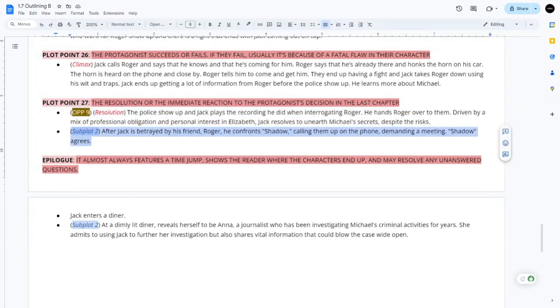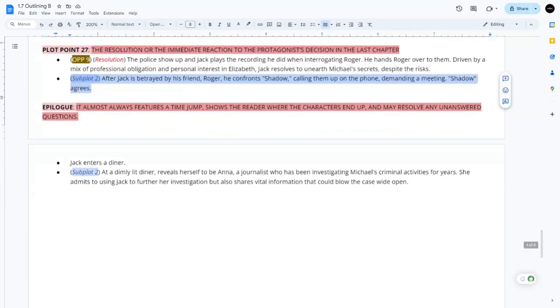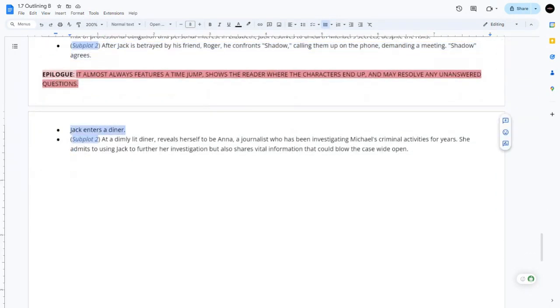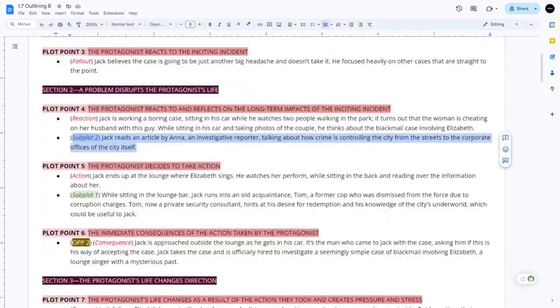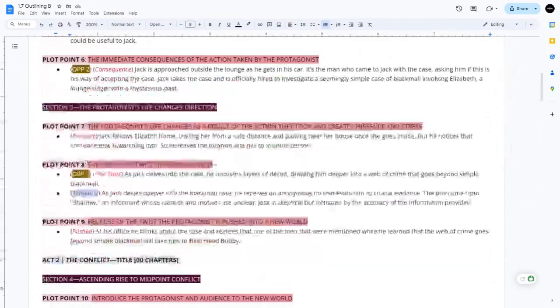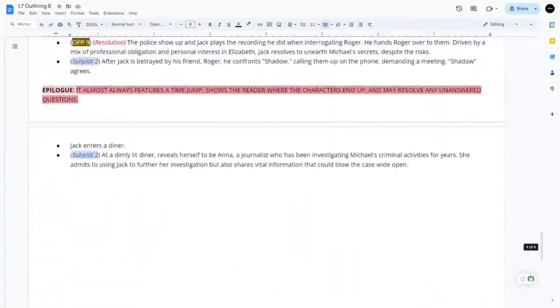And also, after Jack is betrayed by his friend Roger, he confronts Shadow, calling them up on the phone, demanding a meeting. Shadow agrees, which takes us to the epilogue, where Shadow enters a diner. In that dimly lit diner, she reveals herself to be Anna, a journalist who has been investigating. And that is in the original narrative. We seeded that all the way over here in subplot 4, and it pays off at the very end of the book. And there you go.